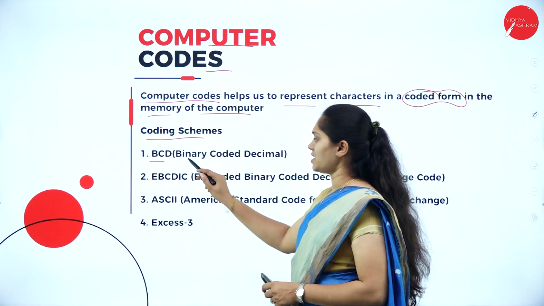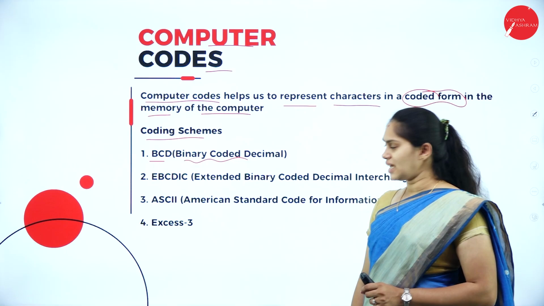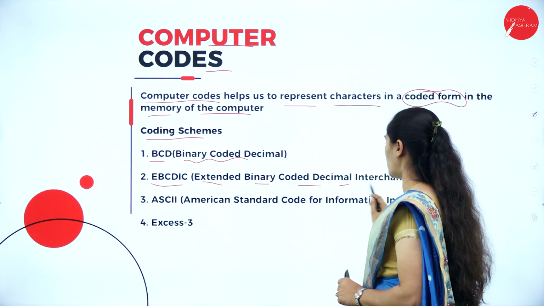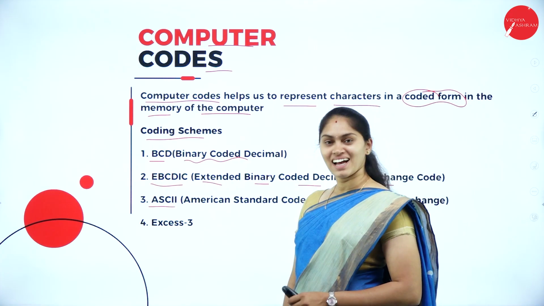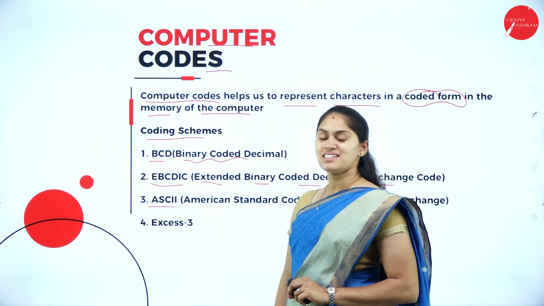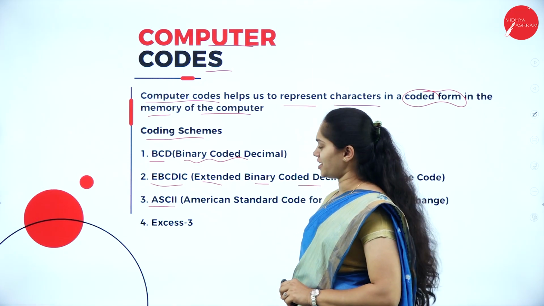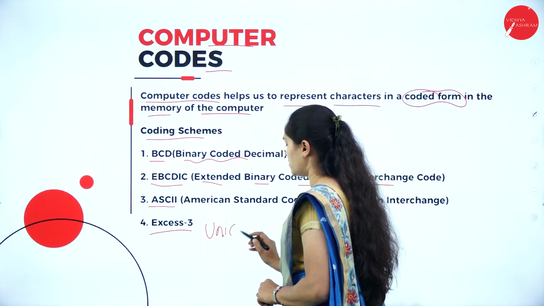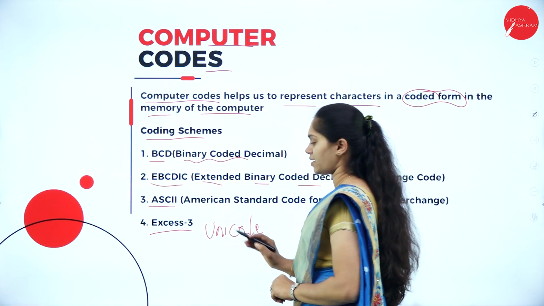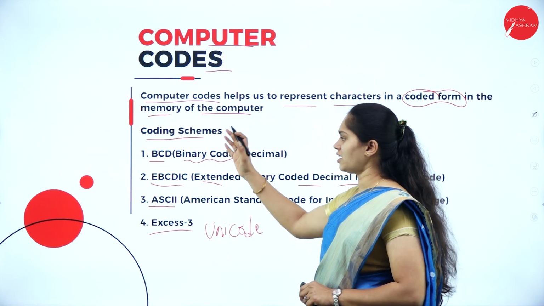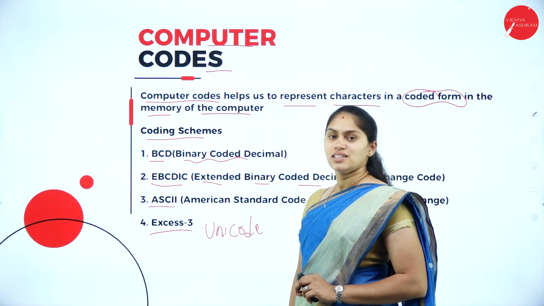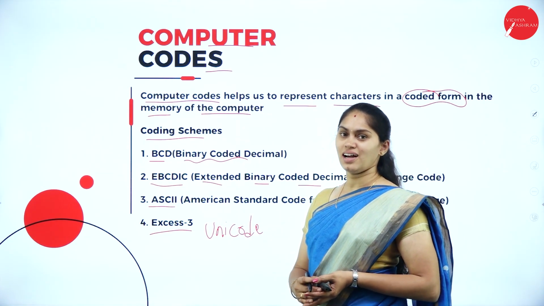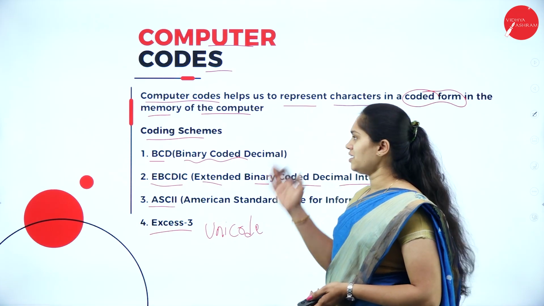They include BCD, or binary coded decimal. Second, EBCDIC, that is Extended Binary Coded Decimal Interchange Code. And here we have ASCII, that is American Standard Code for Information Interchange. Then we have XS3, and also we have UNICODE. Along with that, we have different kinds of coding schemes or computer codes. By making use of them, we represent the characters in coded form in computer memory.